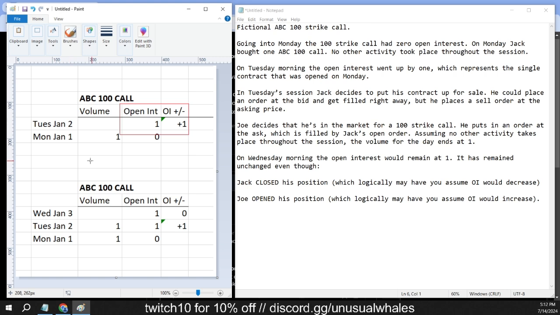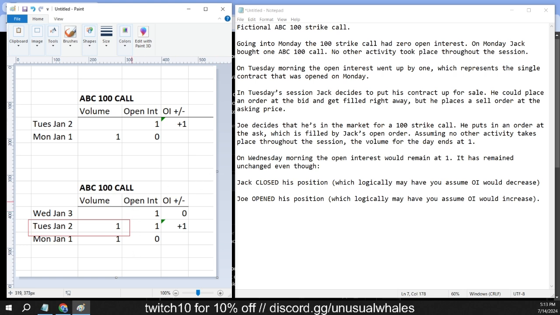So now we're going to reference the bottom half of the screen for this next part. In Tuesday's session, Jack decided to put up his contract for sale. He could place an order at the bid and get filled right away, but he decides to place an order at the asking price. Joe decides that he's in the market for a 100 strike call. He puts an order at the ask, which is filled by Jack's open order. Assuming no other activity takes place throughout the session, the volume for the day ends at 1.